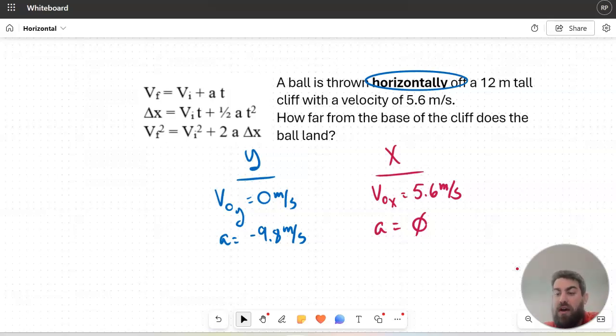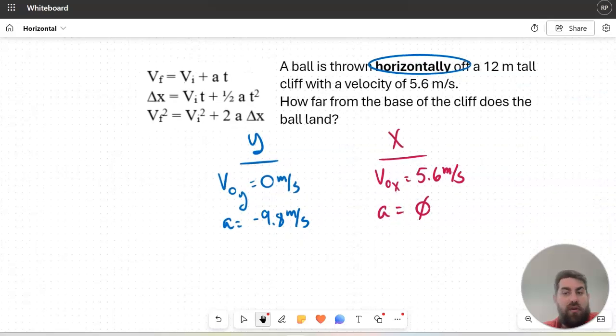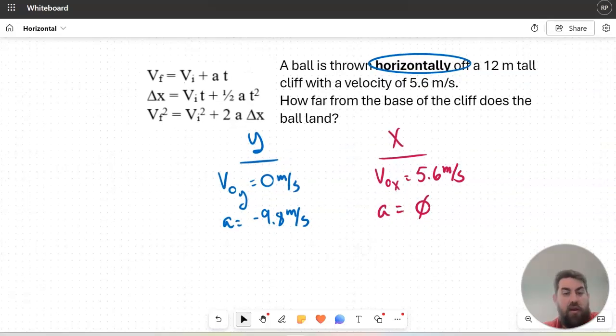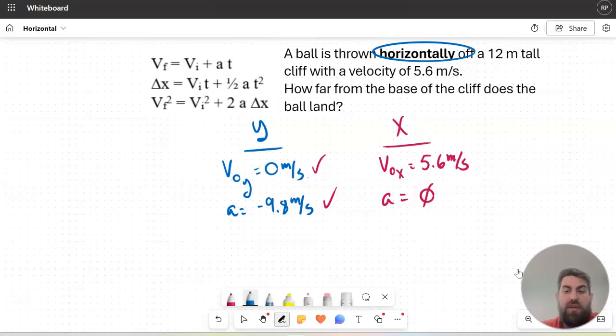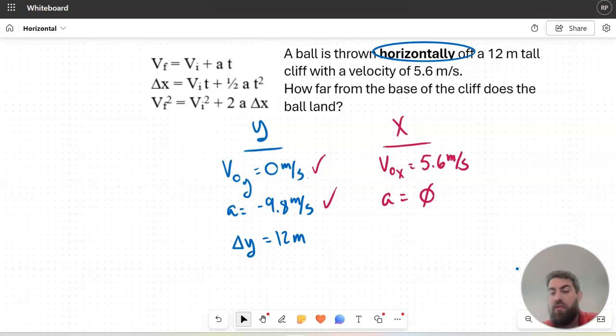When you solve horizontal problems, find time. Okay? So, when you look at this, we have an initial velocity in the Y, we have an acceleration in the Y, and we have one more piece of information. We know the change in the Y. We know the up and down distance is 12 meters. Look for the thing you know 3 pieces of information about. We know 3 pieces of information about the Y.